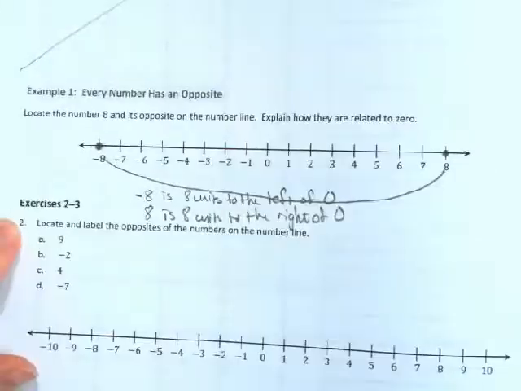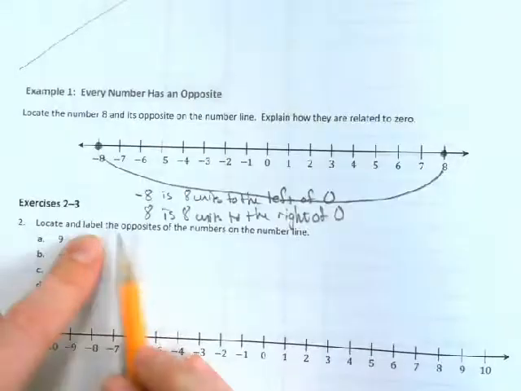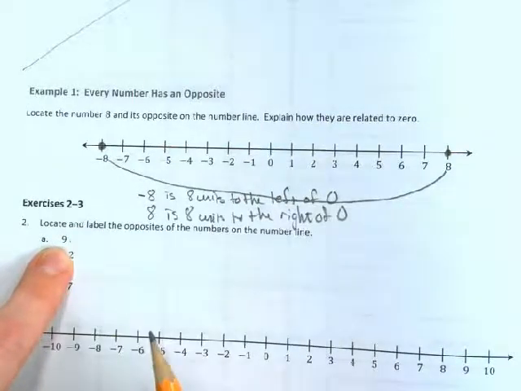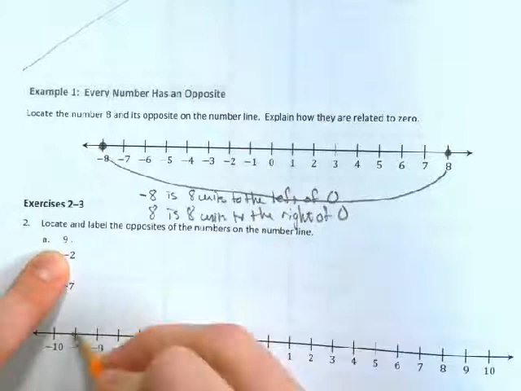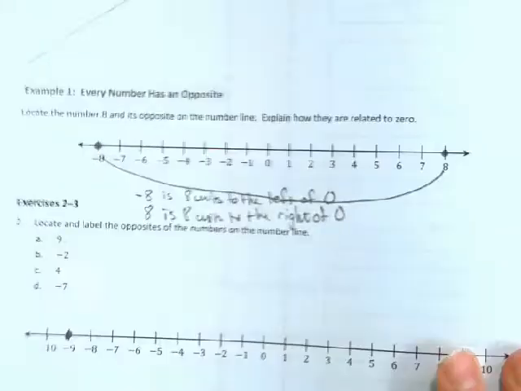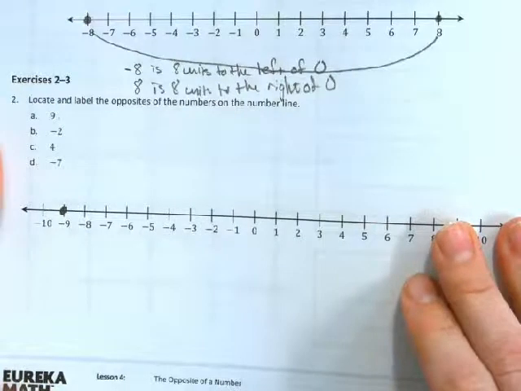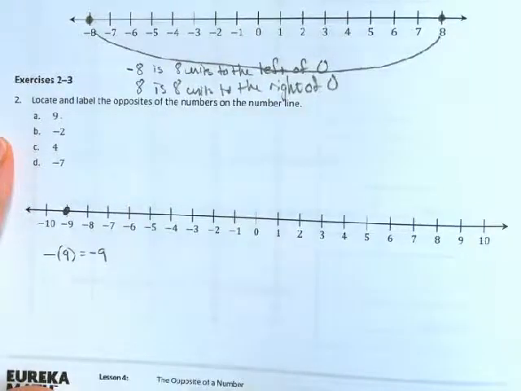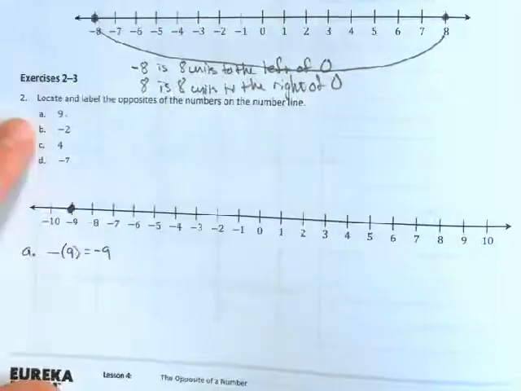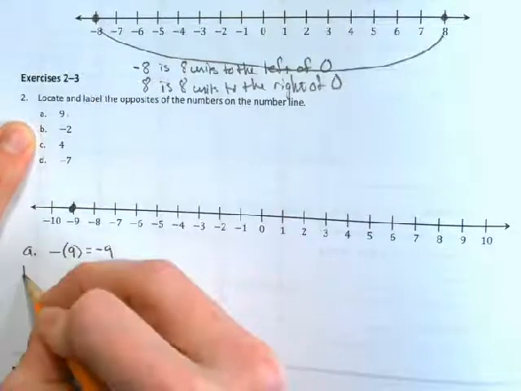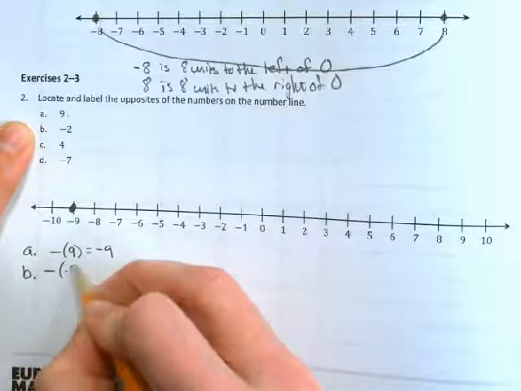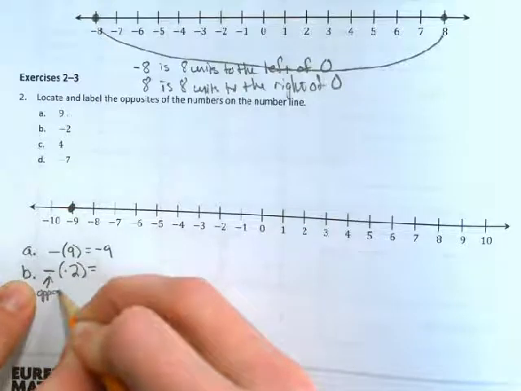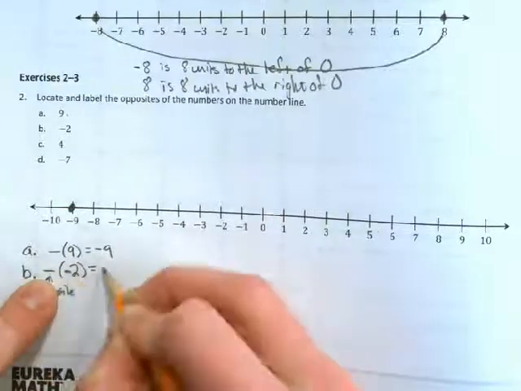Now, we're going to go down to number 2. Locate and label the opposites of the numbers on the number line. My number is a 9, and I'm going to find the opposite of 9, which would be a negative 9. And the way that you would write it is the opposite of 9 is equal to negative 9. So this is your A. B gives me a negative 2. So the opposite of negative 2, so again, this is replaced with the word opposite, of negative 2 is a positive 2.